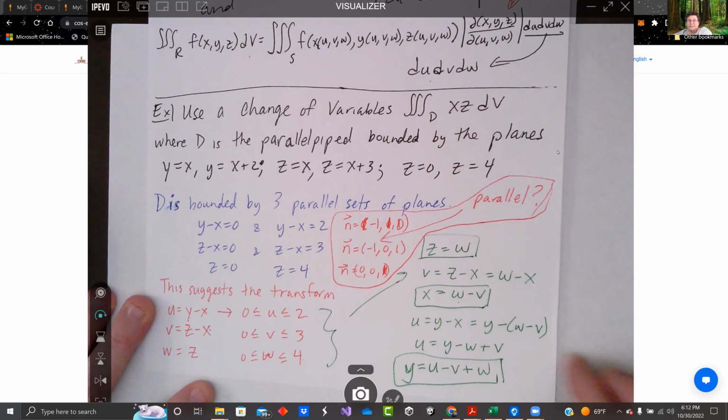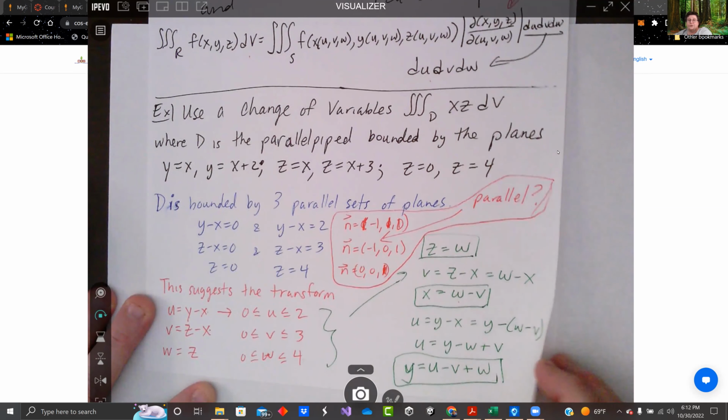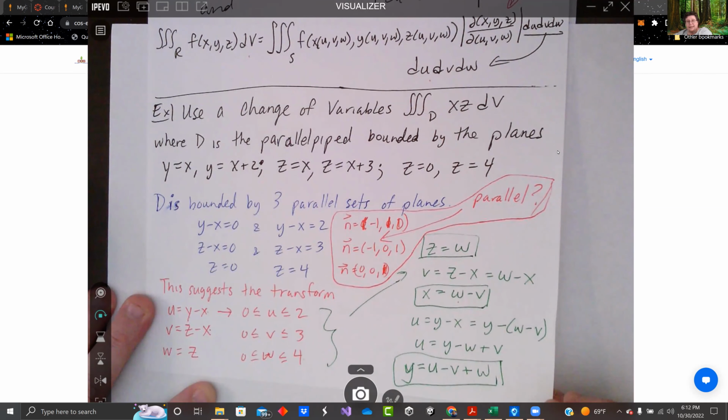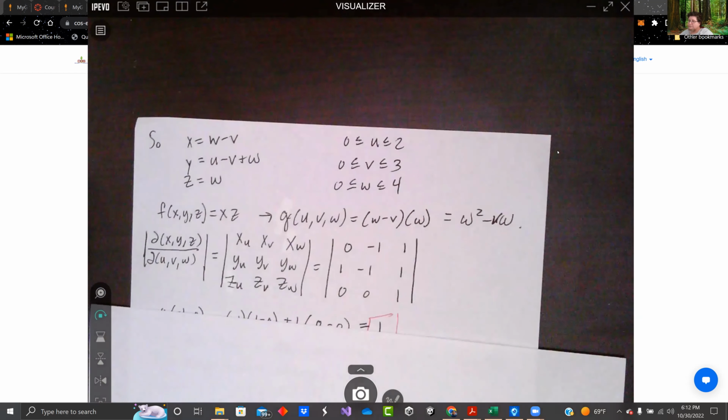That's just converting over to the system. Now we need to find our Jacobian. We need to do the integration, stuff like that. But we've got a nice little setup, right? These are all pretty looking. I copied them over to the next page for us.